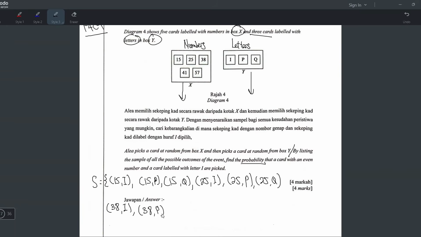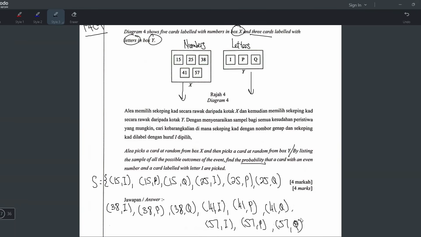3P, 3Q. Okay, this step is a bit boring lah, but you have to do it because if you want to get full marks, you have to do it. They already said need to do it. 4I, 4P, 4Q. Okay, the final three, 5I, 5P, 5Q. And how many outcomes is there? 15.